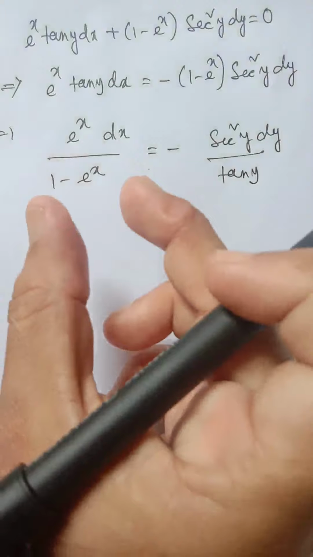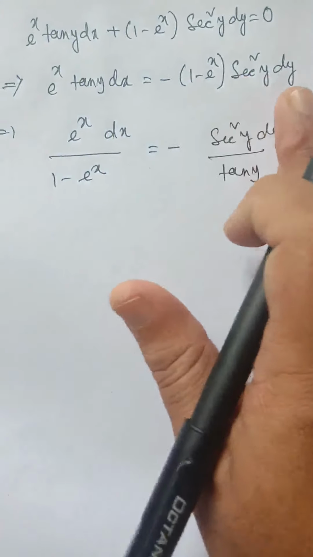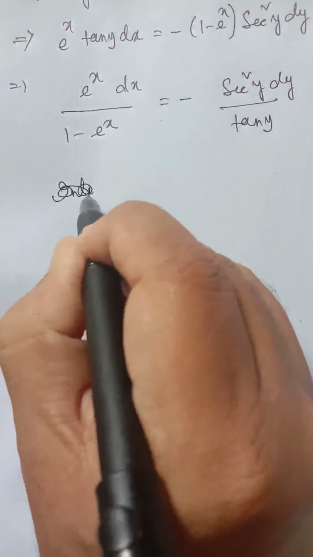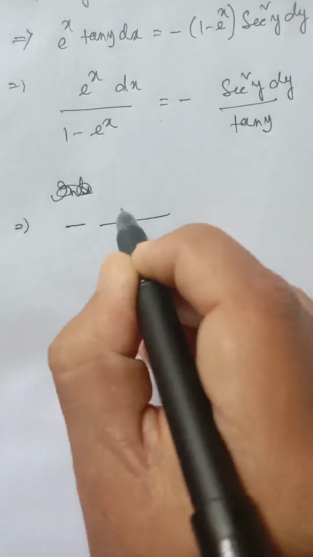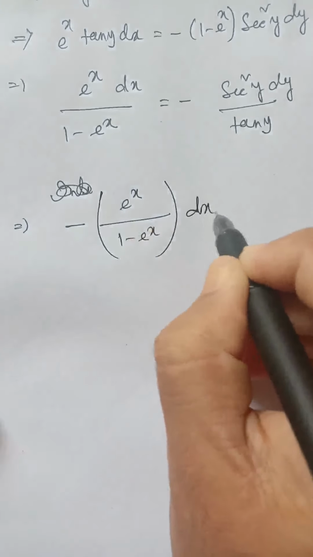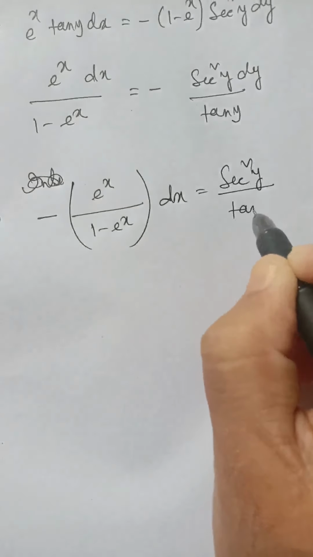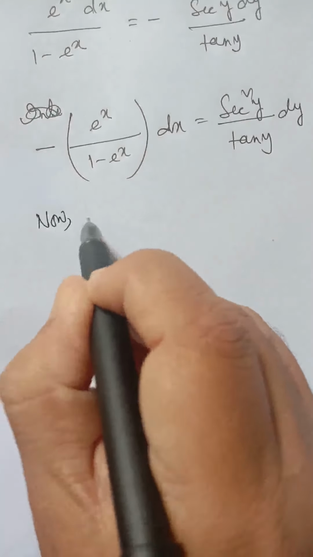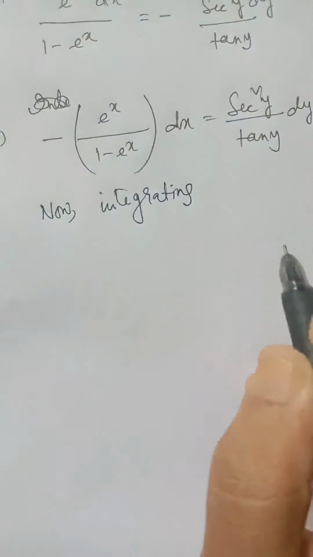This equation is now of the form f(x) dx equal to g(y) dy. Okay, now integrating. Before that, let me bring the minus sign to that side. Let me write minus of e to the power x by 1 minus e to the power x dx is equal to sec square y by tan y dy. Now integrating.